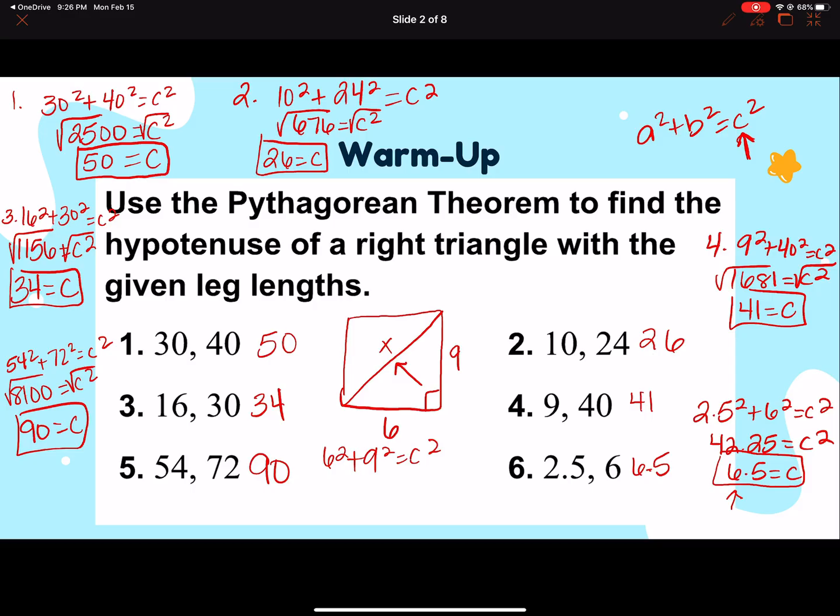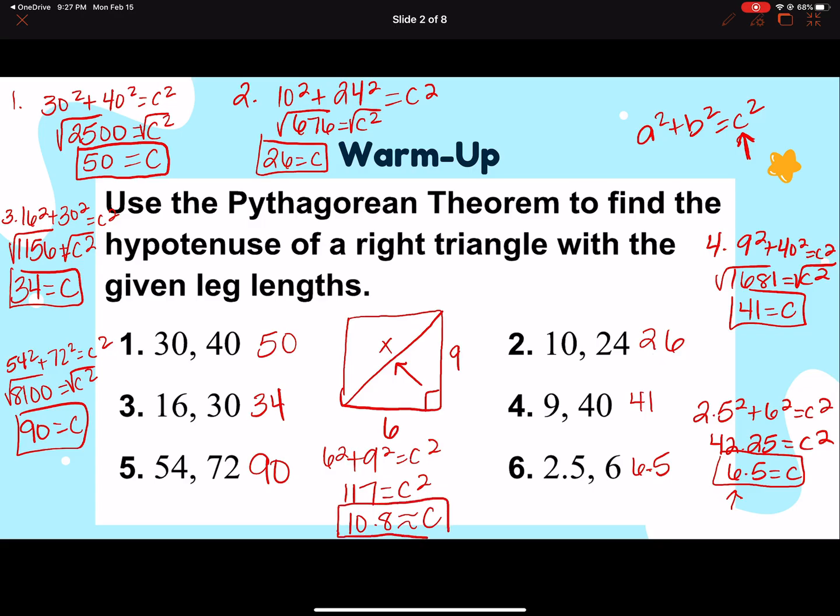6 squared plus 9 squared is 117. This is not a perfect square. So when I take the square root of that, I'm going to get a big ugly decimal that is about 10.8.